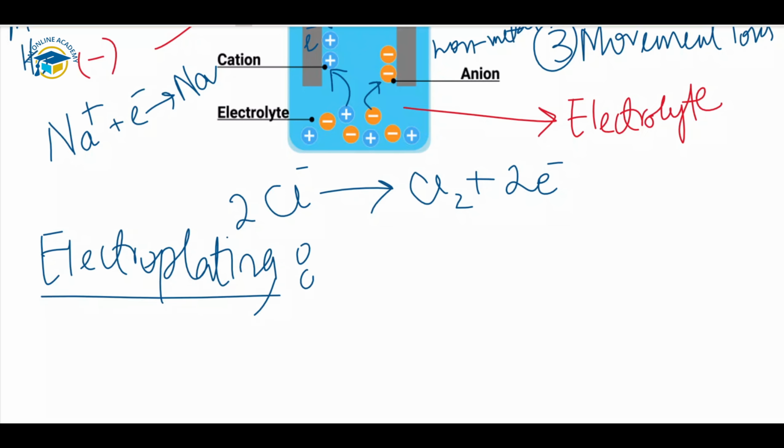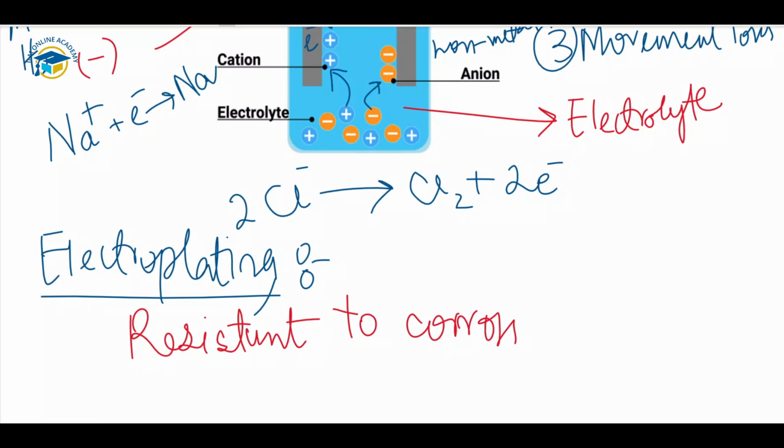Metals are mostly electroplated. Why are metals electroplated? To improve their appearance and also their resistance to corrosion. That's why metals are electroplated. The first reason is to protect them, to make them resistant to corrosion, and the second is to improve their appearance. So this is why metals are electroplated.